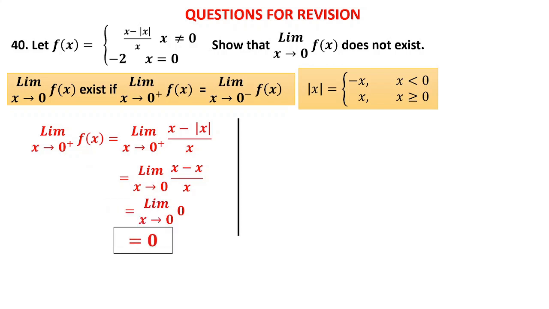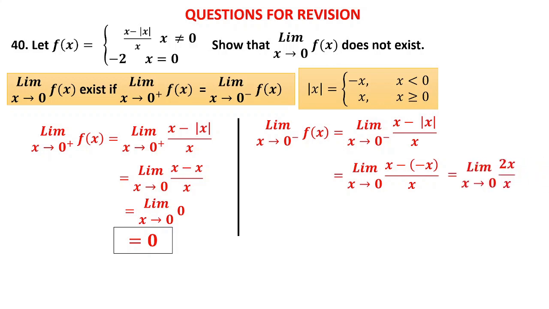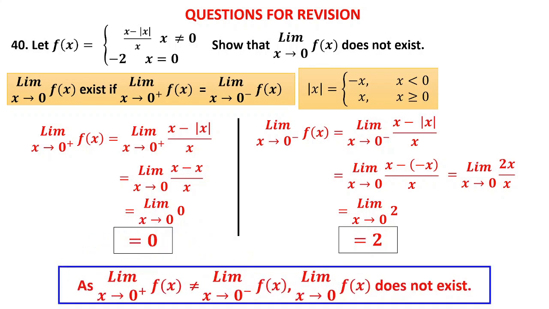When you take the left hand side limit, mod x will be replaced by minus x. Minus of minus x will become 2x. X and x cancel, therefore the answer is 2. Now you are getting right limit as 0, left limit as 2. The limits are not equal, therefore limit does not exist. Left limit and right limit are not equal. With the mod x idea, you should be very careful. Modulus x will be x for the right limit, and it will be minus x for the left limit.